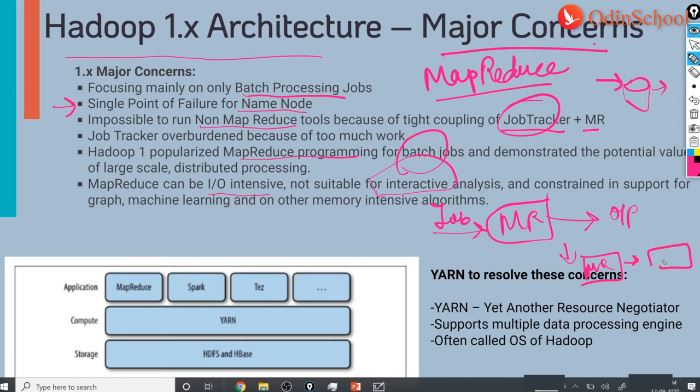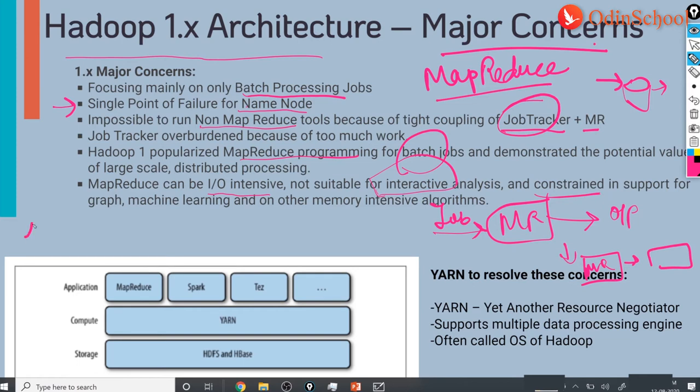So this kind of pipeline jobs are not a good fit for an MR kind of engine. And it has some constraints in support of graph. If you see graph analysis, then machine learning, or any other memory intensive algorithm where you want some quicker analysis, some on-the-fly analysis, interactive analysis. So that is where the concerns were surrounding the MapReduce engine and Hadoop 1, that was having these challenges.